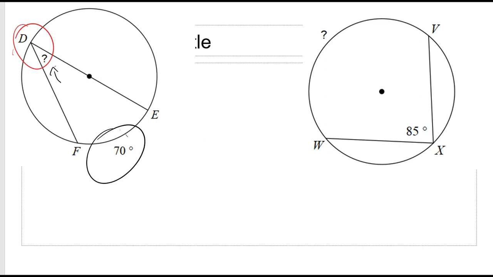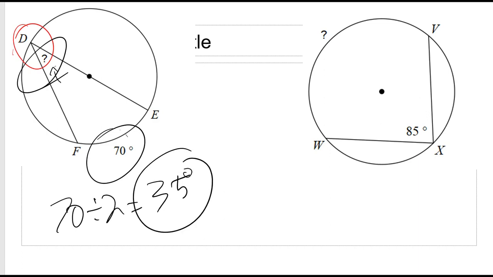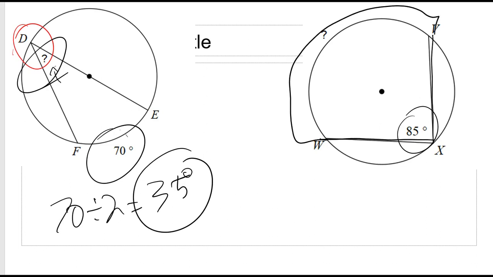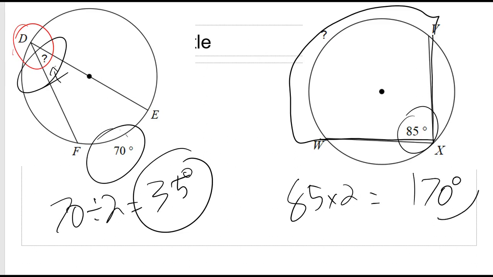So you can see here, there's no way I would multiply 70 by 2 and get this little guy to be 140. That would make no sense. But in this one, we're going to take 70 and cut it in half. And my answer to this would be 35 degrees. There we go. Alright, let's shift to the right one. If I have 85, that's this one right here. Follow my lines, that's V, that's W, we're talking about this arc right there. So we're going from small to big. I'm going to take 85 times 2, and I'm going to get 170 degrees, and that's my answer.